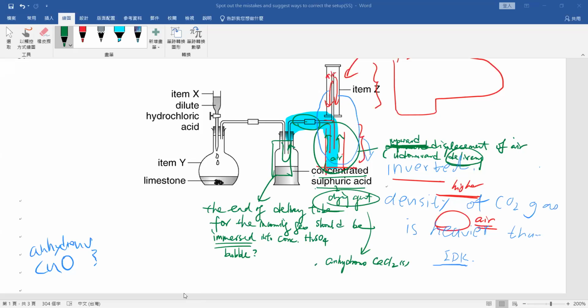What is meant by anhydrous copper 2 oxide? Copper 2 oxide will not have any hydrated form. I don't understand.